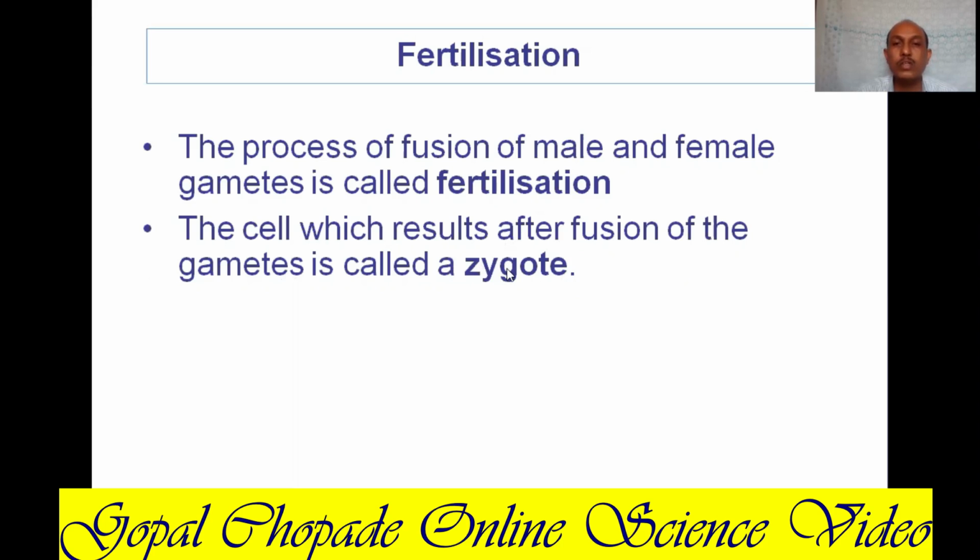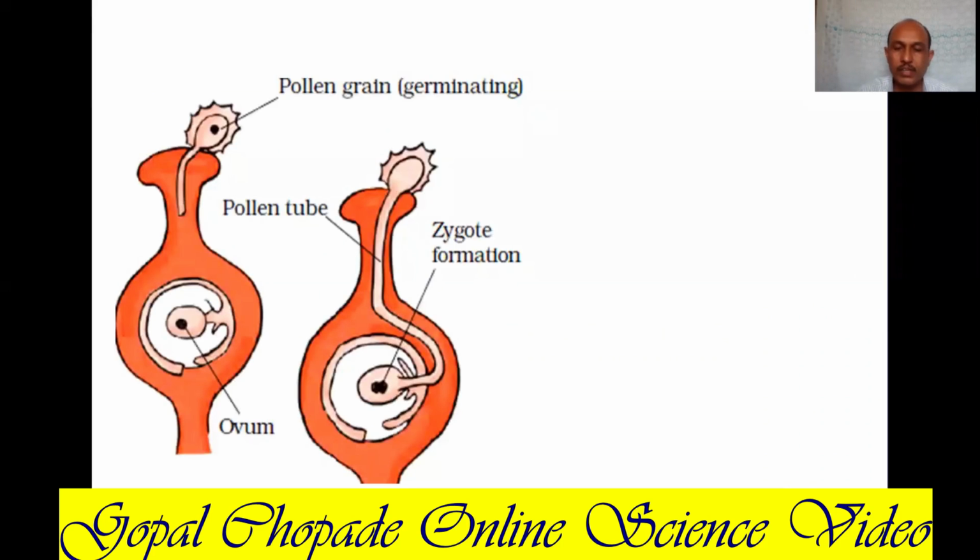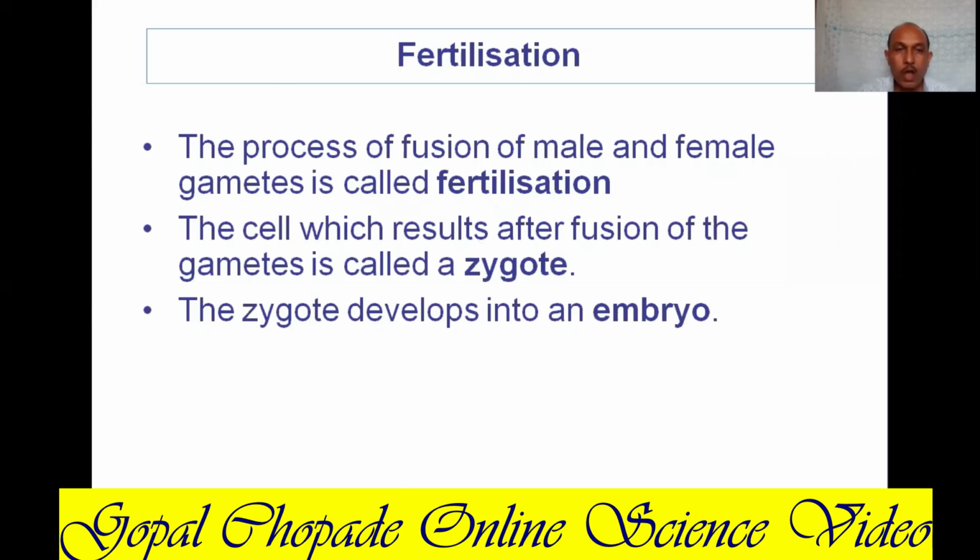So what is produced? Zygote. Okay, so the zygote further develops into an embryo, and that embryo develops into a baby. Now see how this will take place.